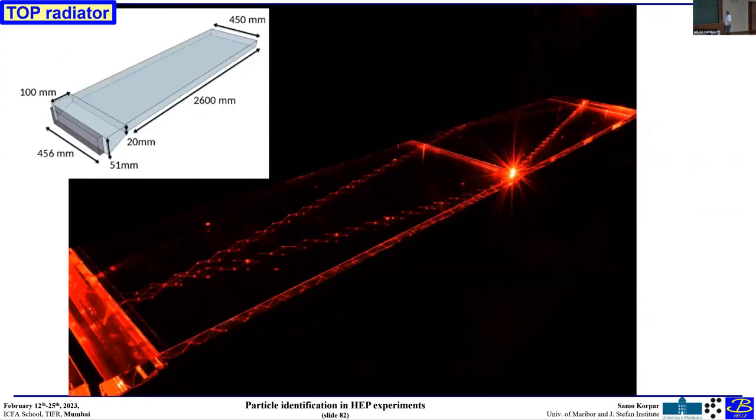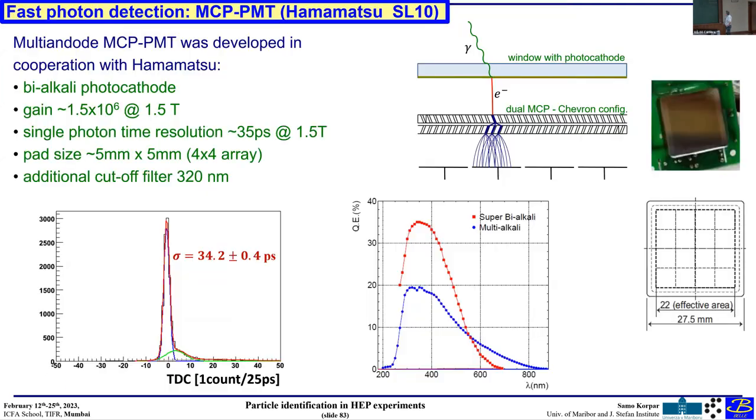This is a nice picture of how the light propagates, and what is used here is the MCP-PMT, which is a combination of a vacuum device and a dynode structure made of two microchannel plates. This makes it a very fast detector with very good timing. A timing resolution of 30 picoseconds or better can be achieved with such a detector. So it's perfect for very good timing detectors.